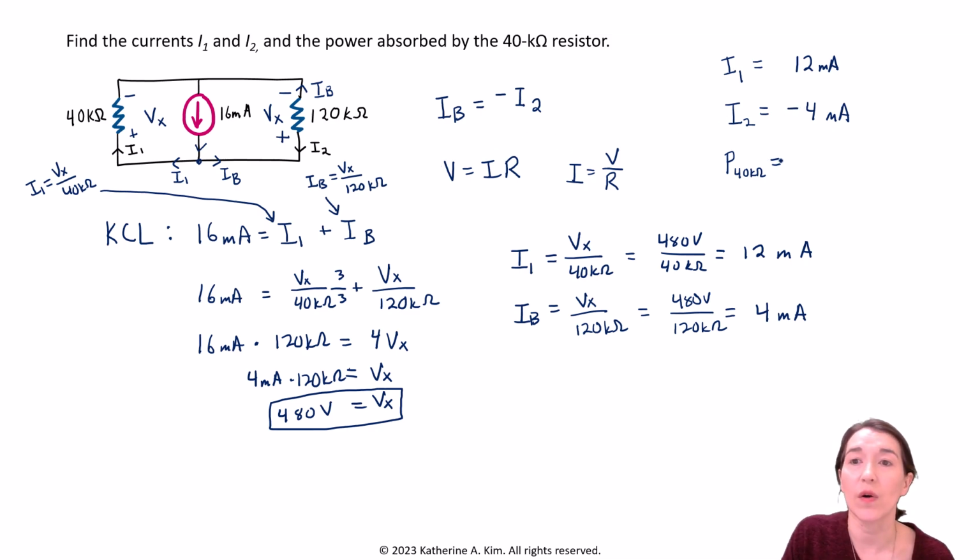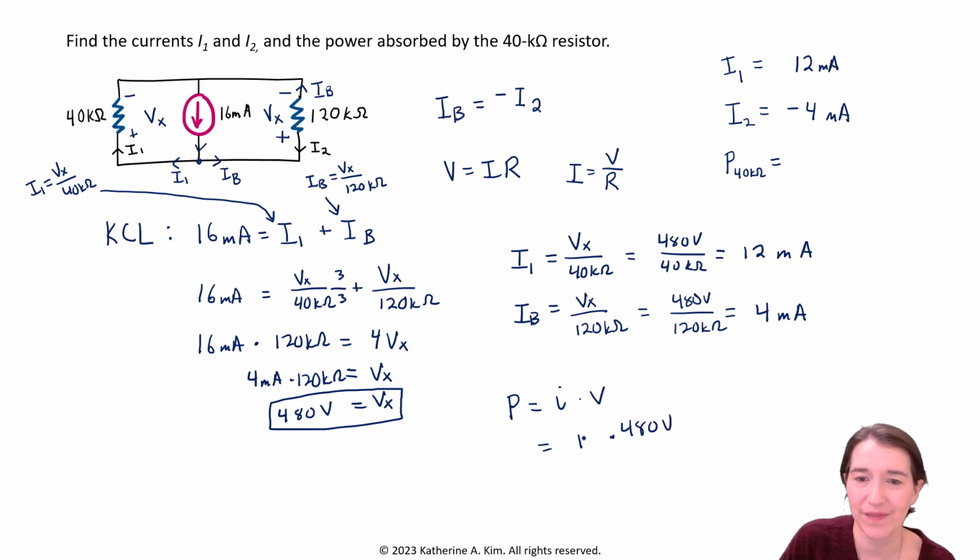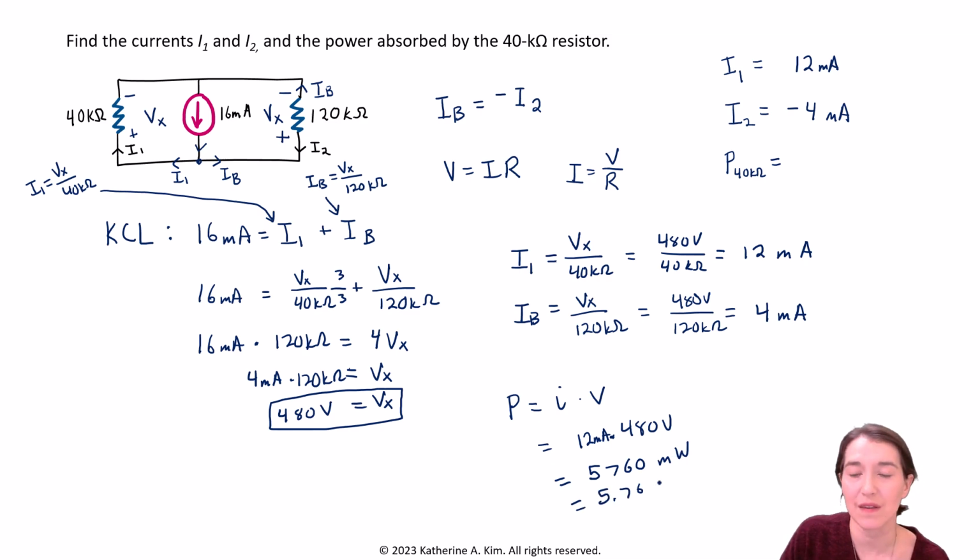And now we can go and solve our last part, which is the power of the 40 kilo ohm resistor. So just remember that P equals IV. And so we have the voltage is 480 volts, and then the current is 12 milliamps. If we do the math on that, we're going to get 5760 milliwatts. Why don't we just write that as 5.76 watts, and then that is our power through here.